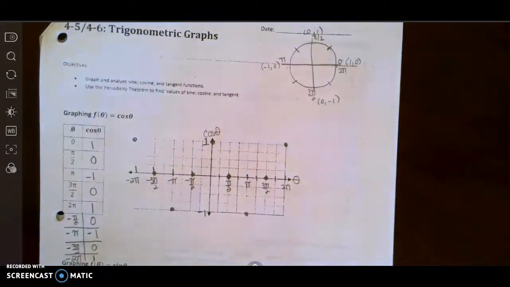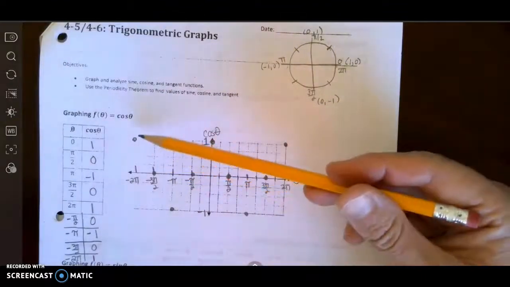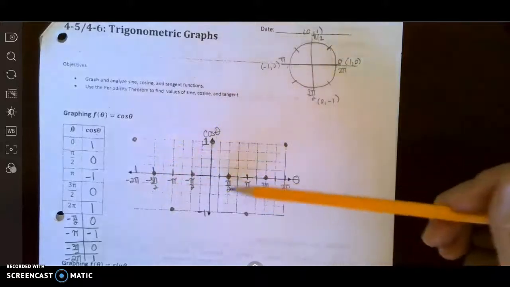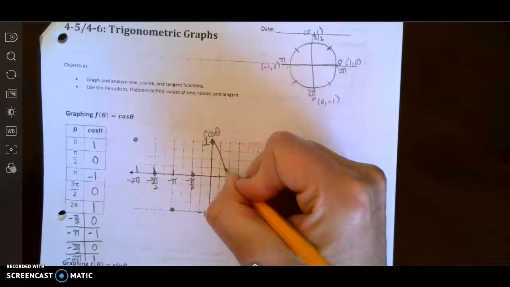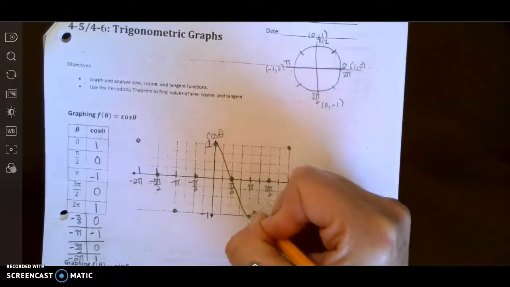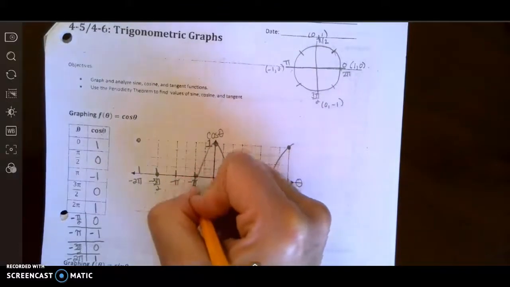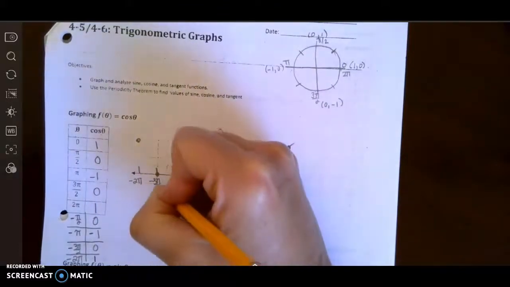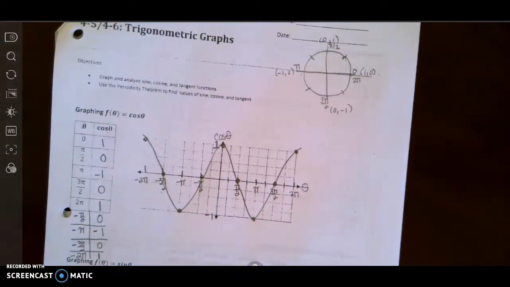Okay. So I'm going to go ahead and connect. Now I know it can be tempting to think this is like a giant W, but they are sort of curvy. They're not really straight lines. If we did all the in-between points, you'd see it's got a little bit more of a curve.